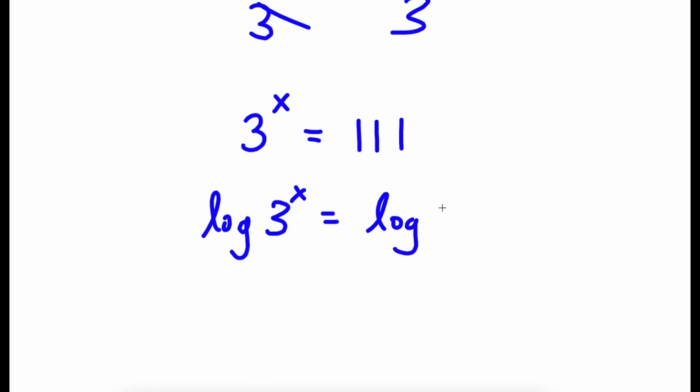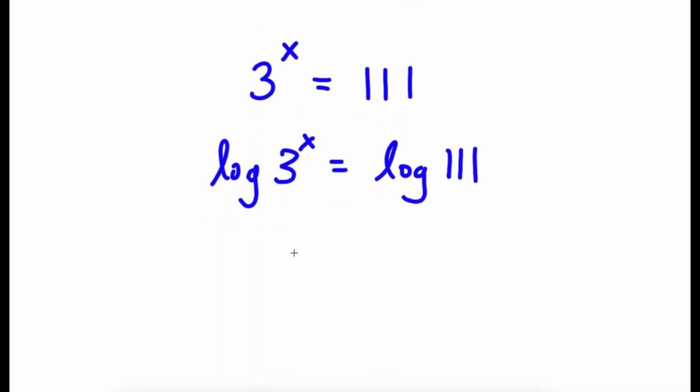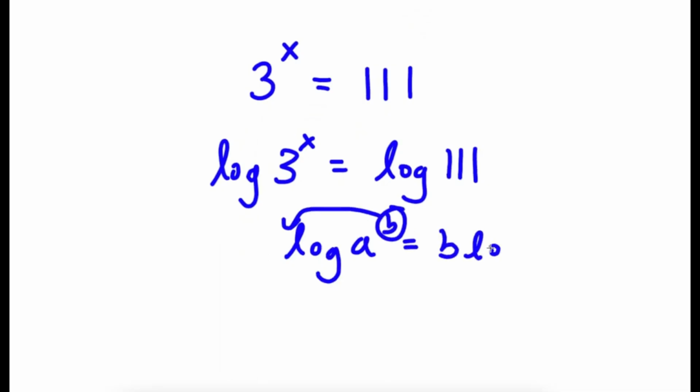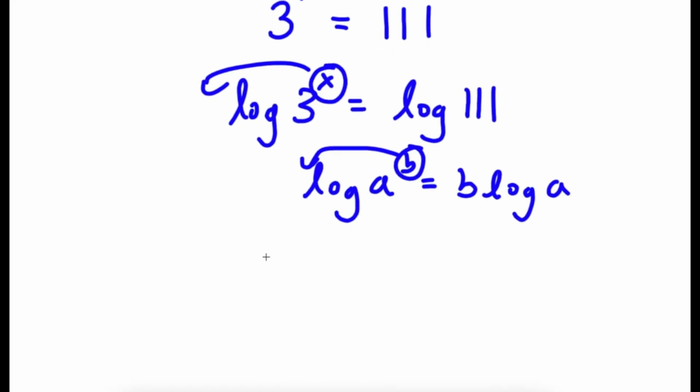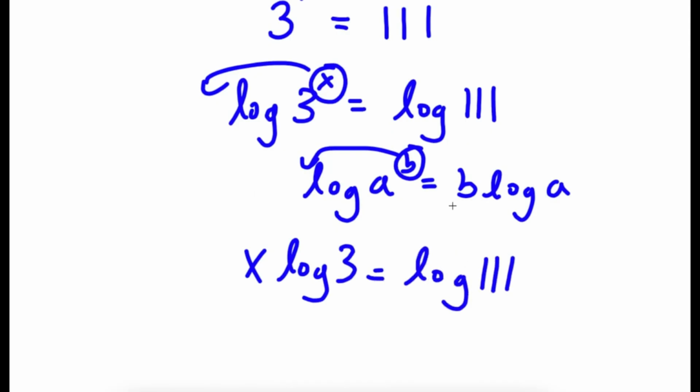Now if I take the log on both sides, I have log 3 to the power of x is equal to log 111. If I have something in the form log a to the power of b, I can move this exponent b to the front. So this is going to equal b times log a. So in this case, log 3 to the power of x, move x to the front. So then I have x times log 3 is equal to log 111.